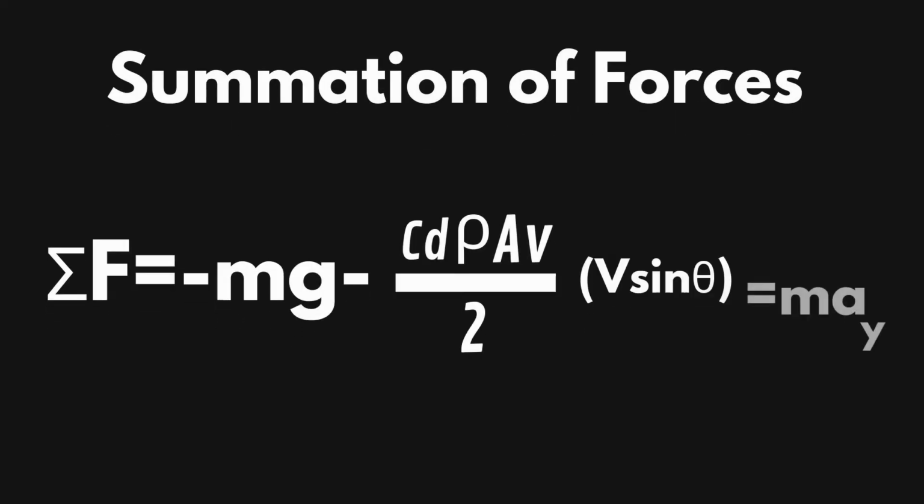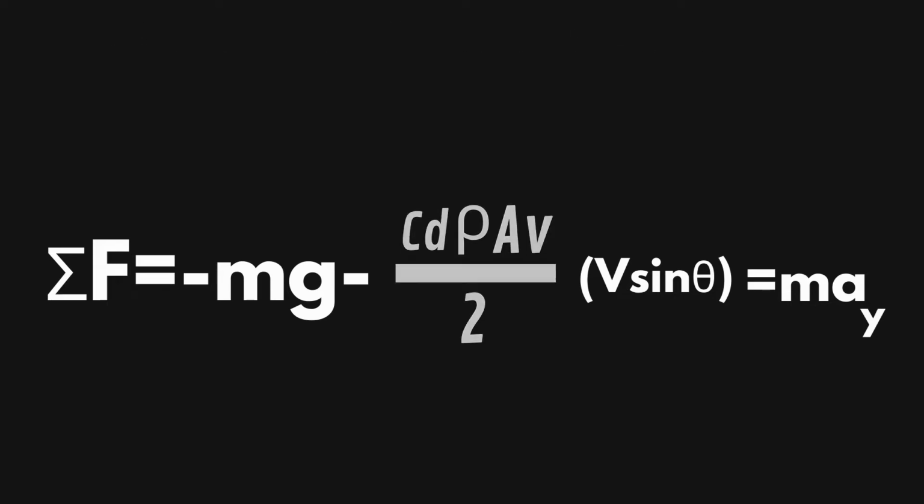So after all of that, we get this really big equation for the summation of all forces in the y direction, which is equal to negative mg minus C rho A V over 2 times V sine theta, equal to m a_y, or m times the acceleration in the y-axis. But wait, why is there a V sine theta? Basically, the V squared accounts for the general velocity, or the general direction. So in order to account for the y direction of the air resistance, we need to take one of those V's and put it in the y direction.